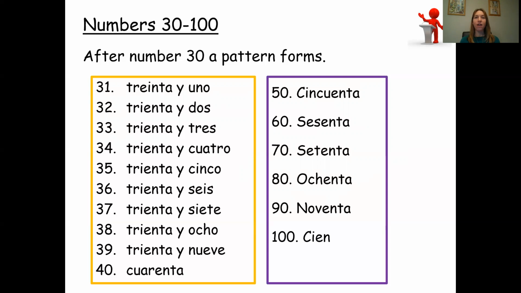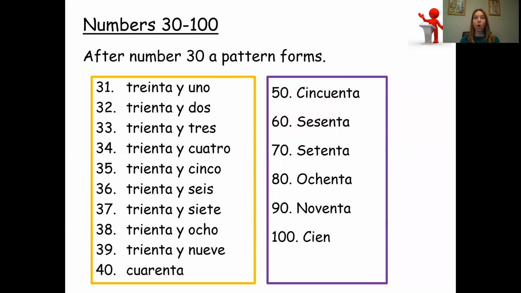Then we have 50, 60, 70. Be very careful. There's only one letter difference between 60 and 70. You'll see that 60 is sesenta, and 70 is setenta. So be really, really aware. There's just that tiny difference. You really have to listen carefully.